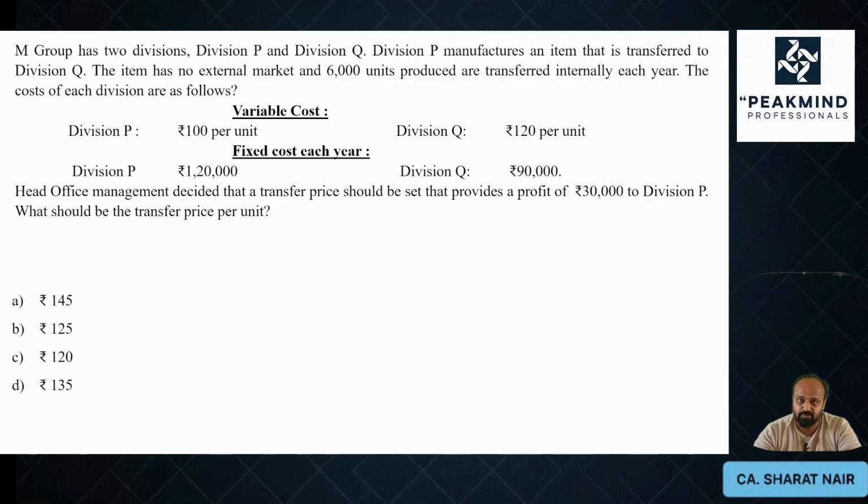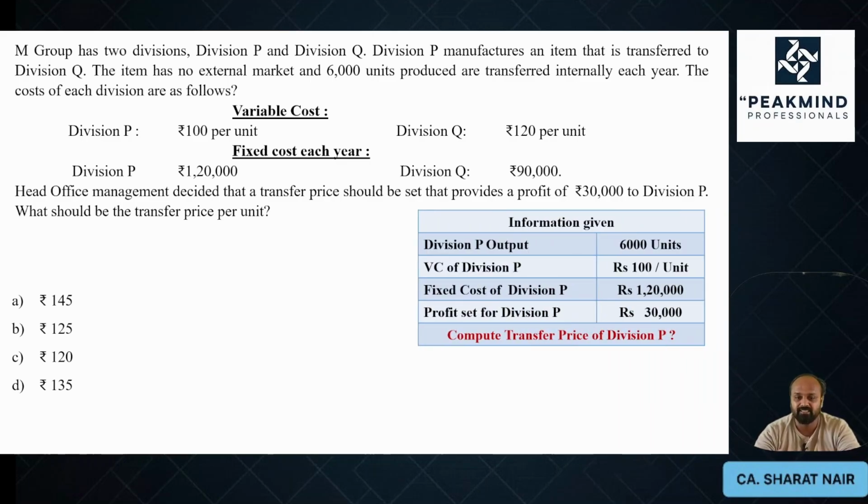Moving on to the next MCQ, this is regarding transfer pricing. Interesting question. It is also an important one, you can mark it as important. There are two divisions, division P and division Q. They have given us the information for both the divisions, and they are asking us to calculate what should be the transfer price for division P. For us, what is relevant in this question is only division P details. So I have extracted division P details separately.